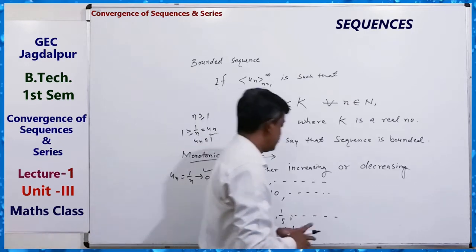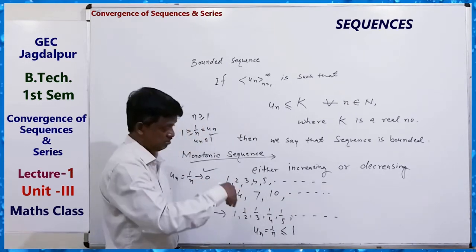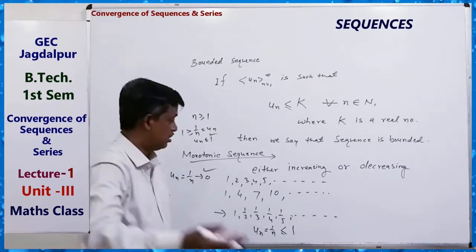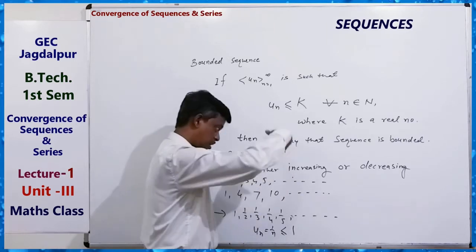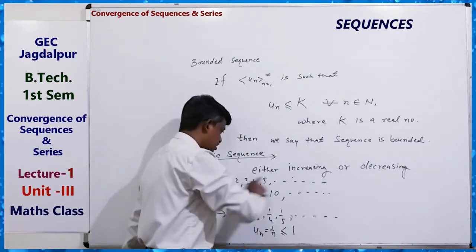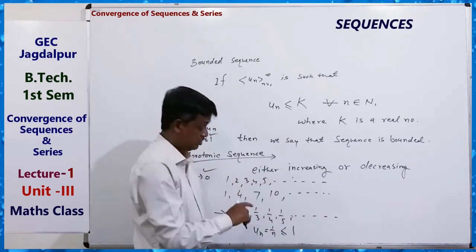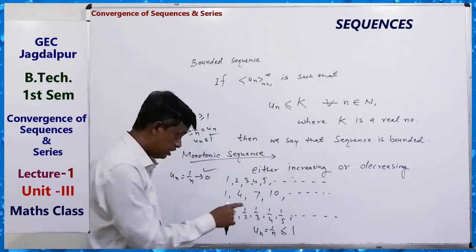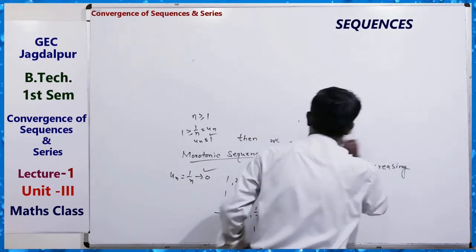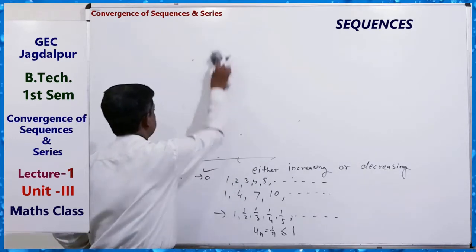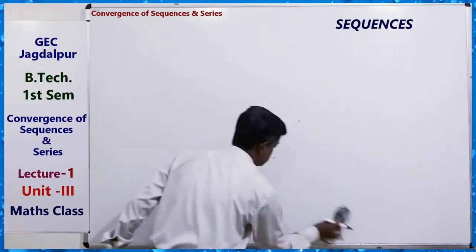Here we see 1, 2, 3, 4, 5, 6. This is not bounded, because if we find a large number and all the elements are less than that, then I can find another larger number, because this is increasing. It is not bounded. All are monotonic sequences, but this one is monotonic and also bounded, so it is convergent. So here we find a rule: if a sequence is monotonic and bounded, then the sequence is convergent.